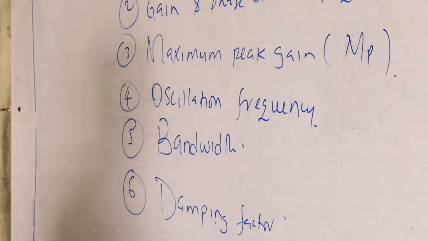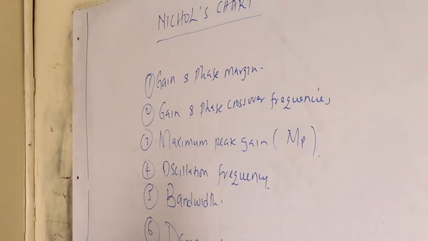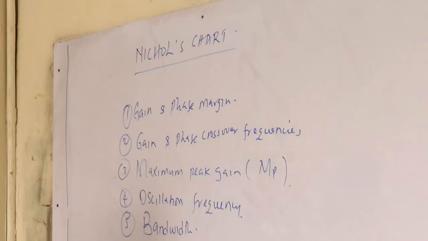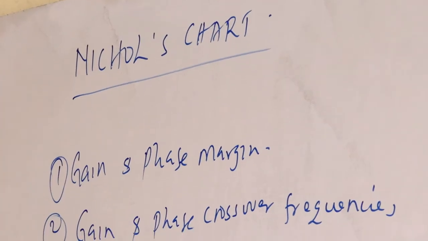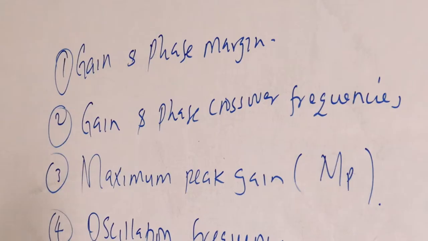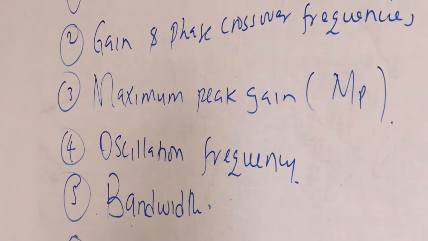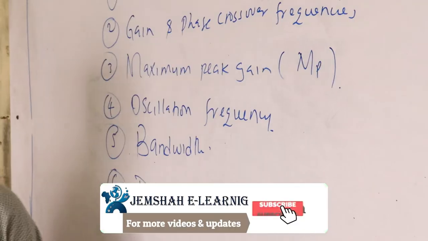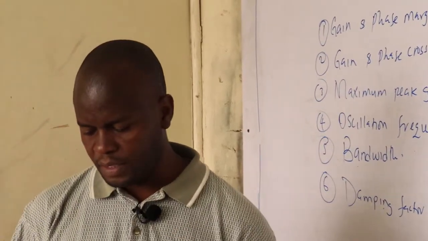So you'll find that if you look at the Nichol's chart, just like the Bode plot, the plots are done in terms of decibels. And Nichol's chart has a feature whereby it can be used to determine both the open loop and the closed loop system. So you find that it has two scales.